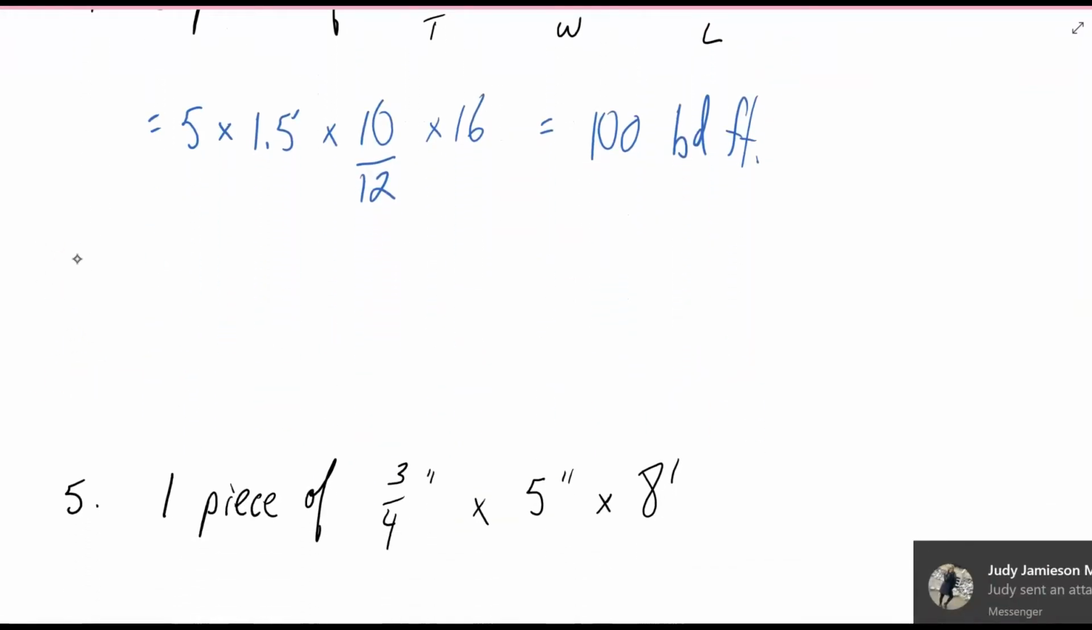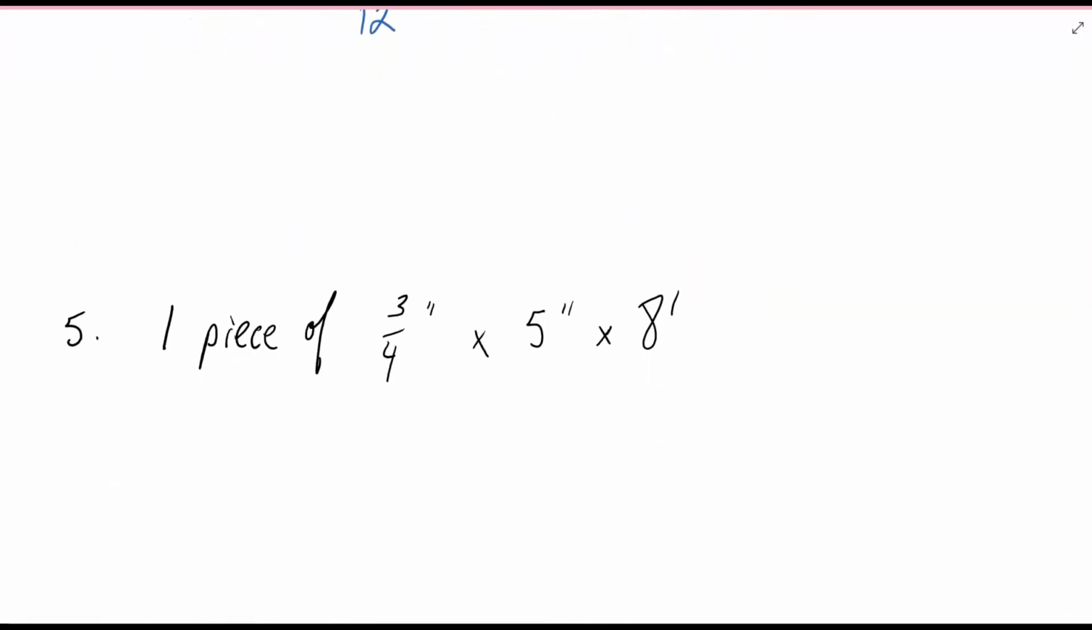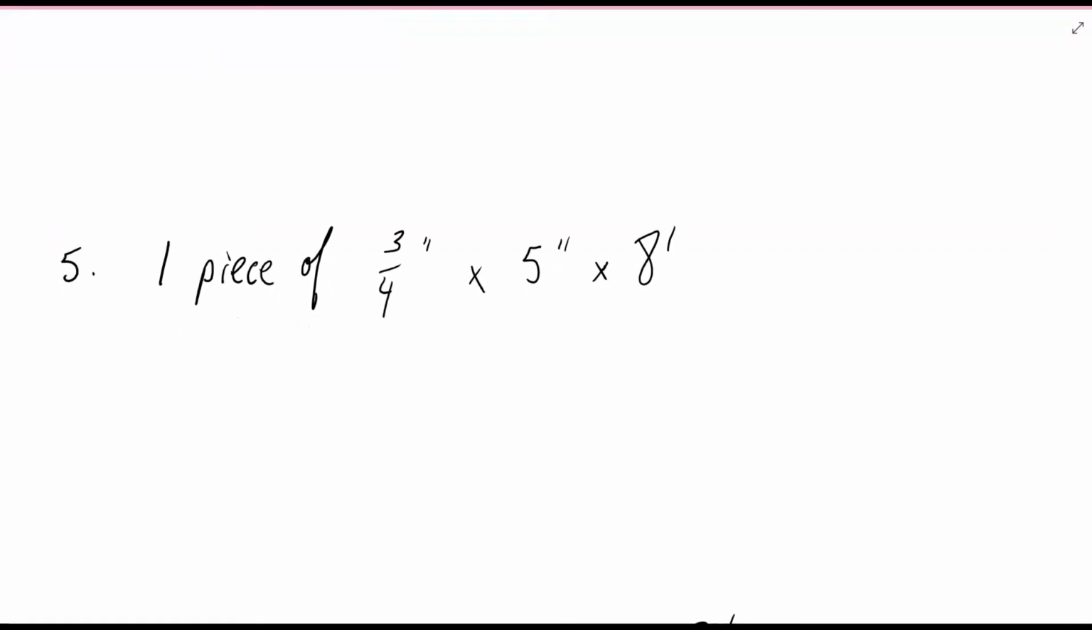Let's take a look at another one. I will let you give this one a try, so pause the video and try this one. Okay, so we have one piece. We don't need to multiply by 1, but I'm just writing that 1 in there. 3/4 inch thickness. Now that is less than an inch, so we must round it up to 1 inch. And 5 inches wide, well, that's not one of our standard widths, so that should round up to 6.